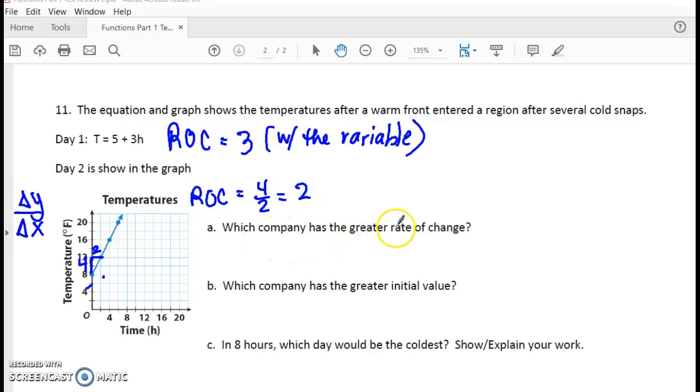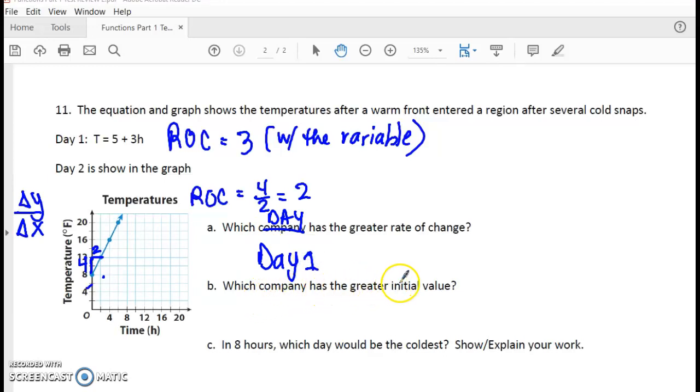So which day has a greater rate of change? Goodness gracious, day. Which day has the greatest rate of change? You know I did this fast. It's day 1. I got a minute left.